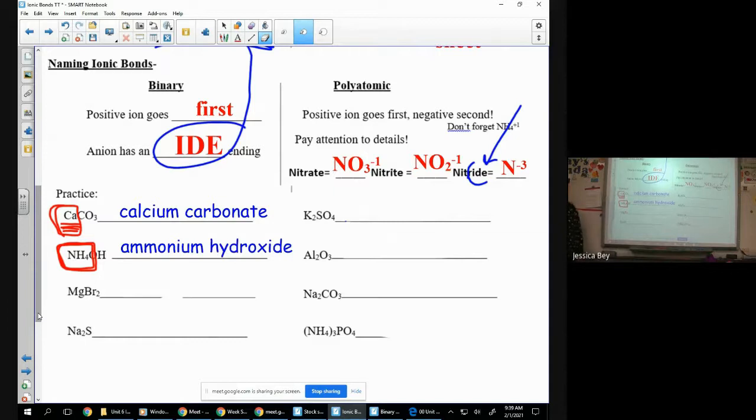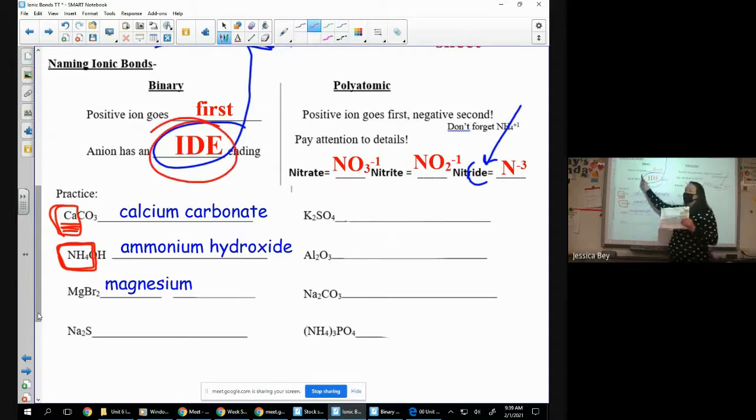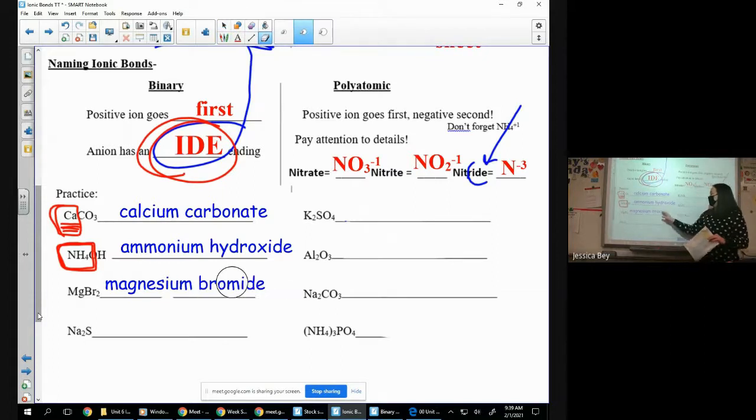I'm going to do one more with you. See if I can't get you caught up here. Tricky coming at you. Mg is what? Magnesium. And then you want to know what? I was looking for Br2 on my polyatomic ion sheet, but I just couldn't find it. If you see Br, that means it comes off of the periodic table. And what kind of ending does it need? It's magnesium IDE. Very good. Magnesium bromide. Okay, so you have to still do both.